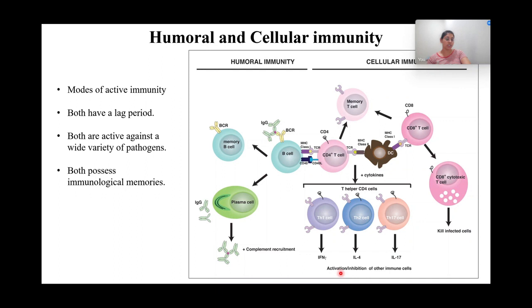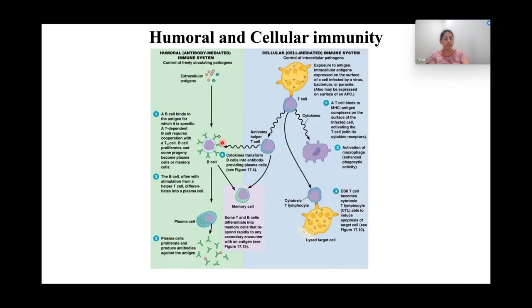And then there is a T-dependent B cell. A T-dependent B cell requires cooperation from TH cells. We have just seen how a helper T cell can help proliferation of the B cell. And then the B cell proliferates, and some of them become plasma cells and some of them become memory cells. Then the B cell, often with stimulation from the helper T cell, will differentiate into plasma cells that will generate the antibodies, and then there would be memory cells. And this memory cell will be responsible for a response when there is a second encounter with the same antigen.